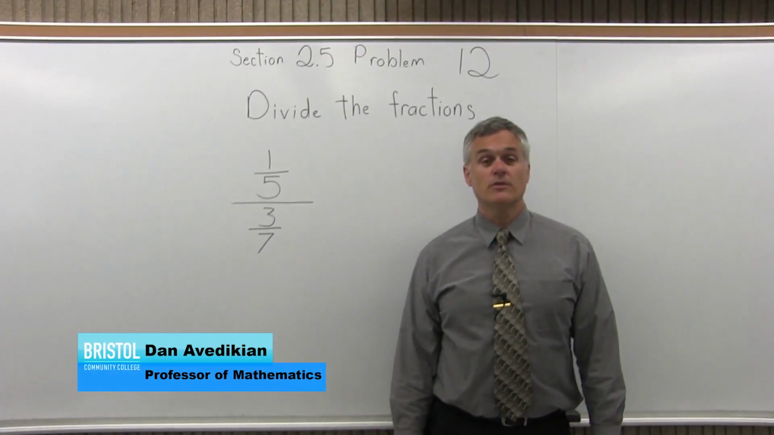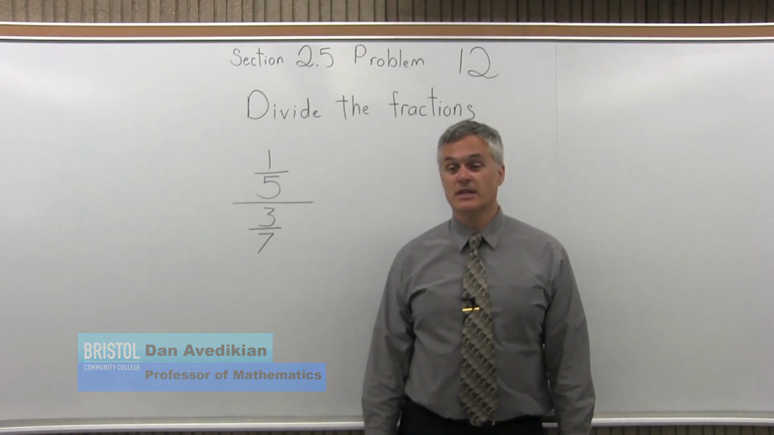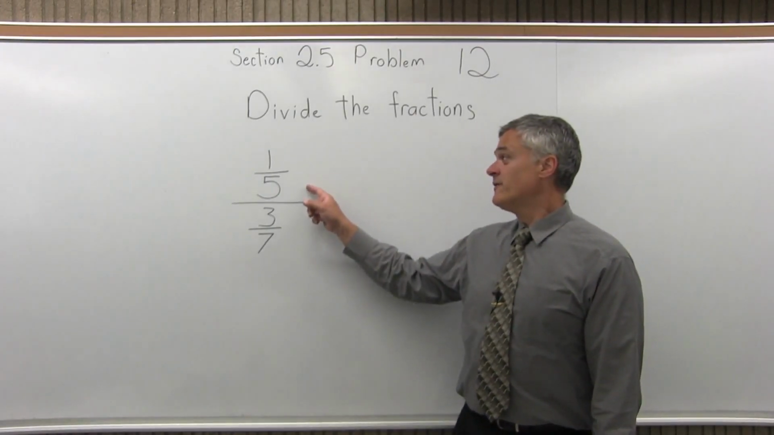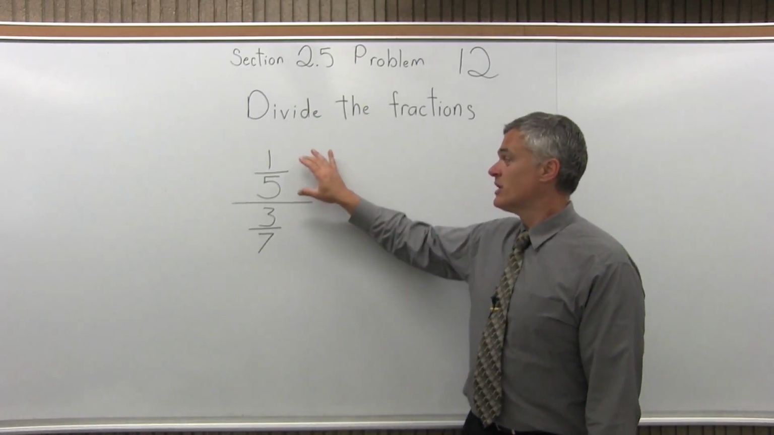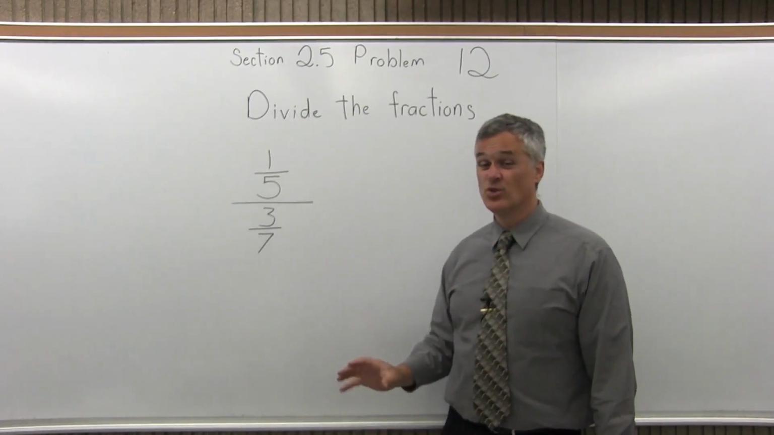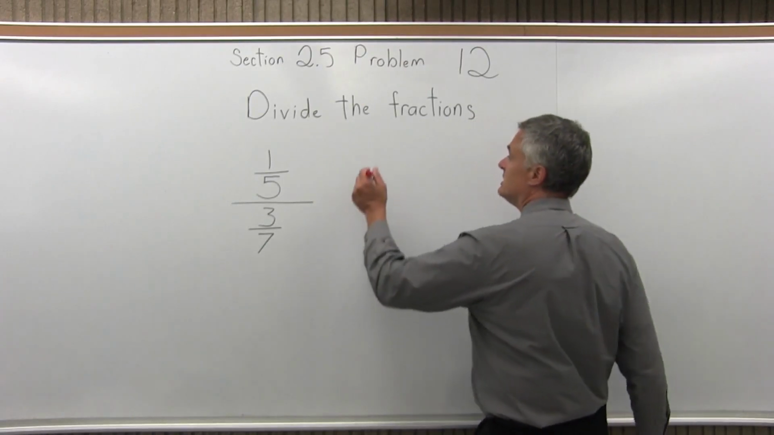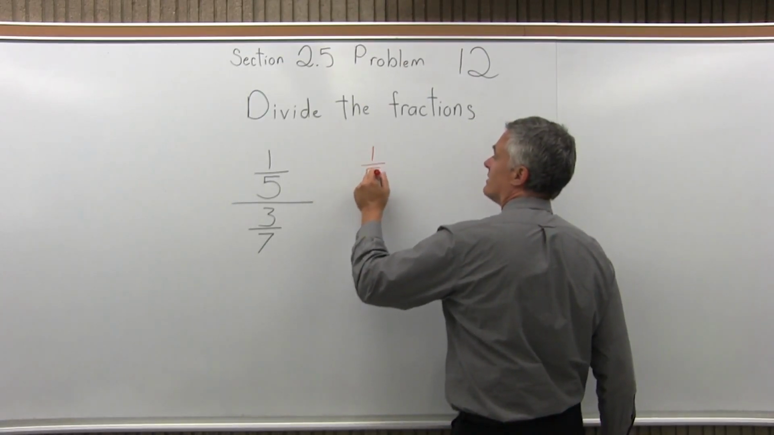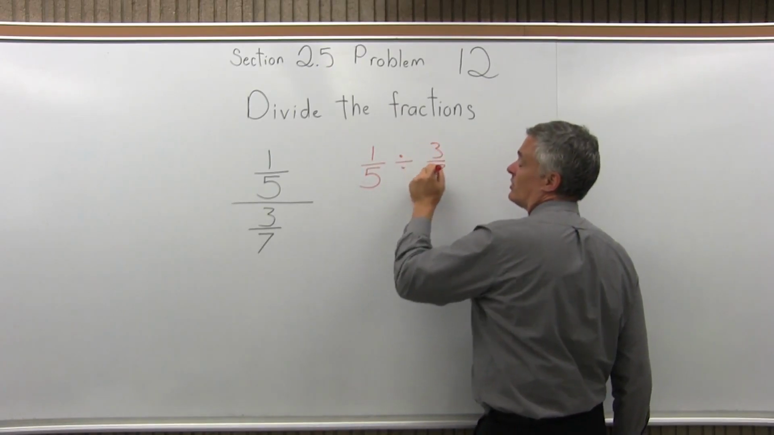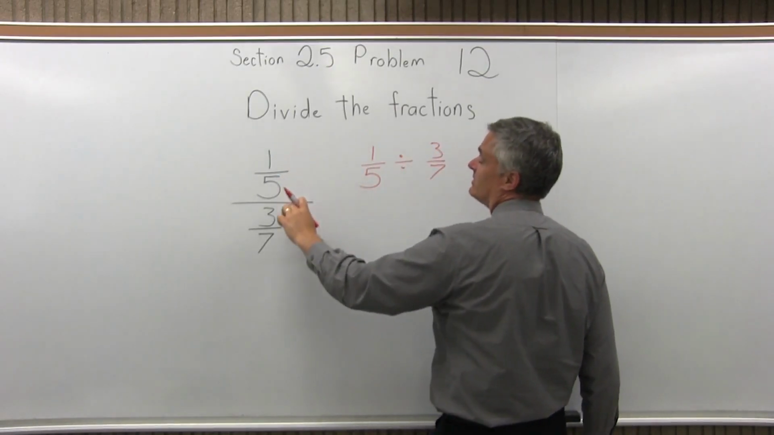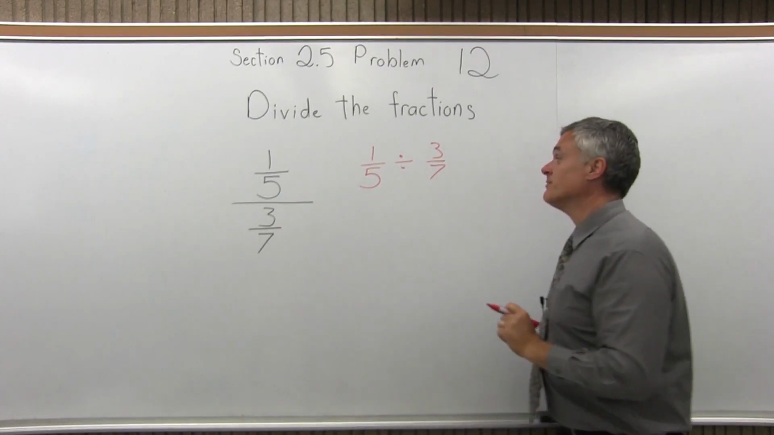This is Section 2.5, Problem 12. It says divide the fractions, and we have 1/5 over 3/7. So this is a complex fraction. You have a fraction over a fraction. It looks bad, but it really just means 1/5 divided by 3/7. What you have is the top fraction divided by the bottom fraction.